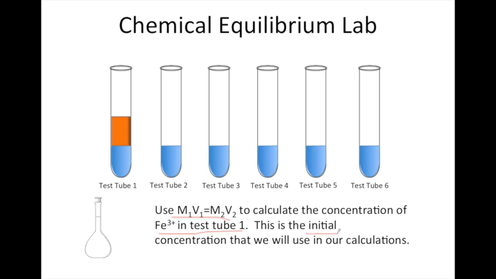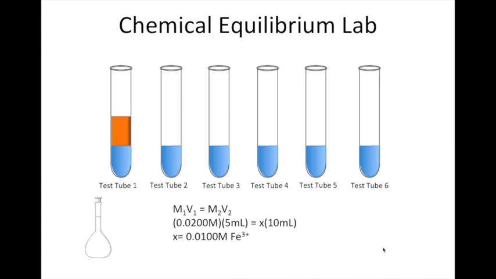This initial concentration, the concentration we're about to calculate, is what we're going to use to help calculate our Kc values, as we'll see. So this is very important. So let's show you how to do that. Let's take M1V1 equals M2V2.